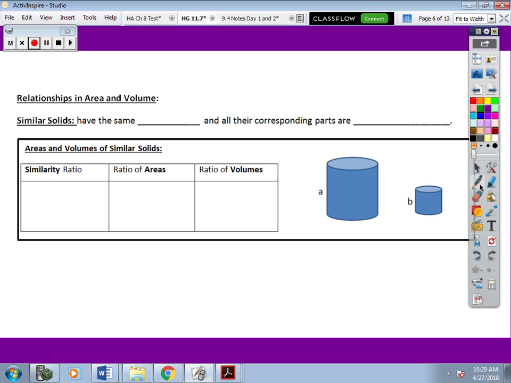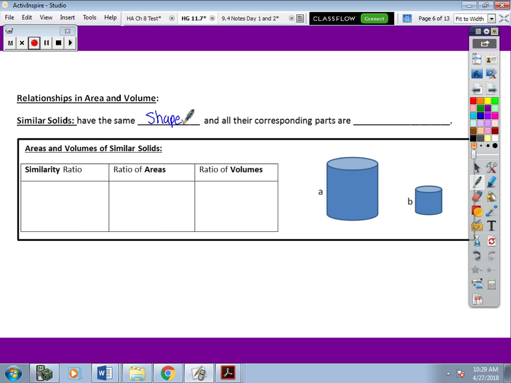Okay, so today what we're looking at are similar solids. So we've done similar figures, like similar pentagons, similar hexagons. They're the same shape, different size. Today we'll have similar solids. So same thing, same shape, different size. So the definition of similar solids is that they have the same shape. So on your homework, if they give you a pyramid and a prism and ask you if they're similar, the answer is no, they're not the same shape.